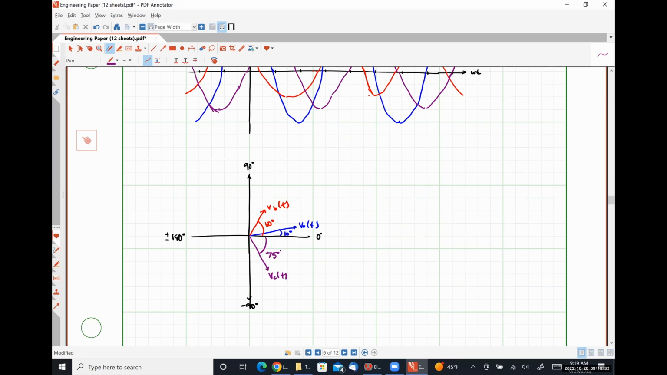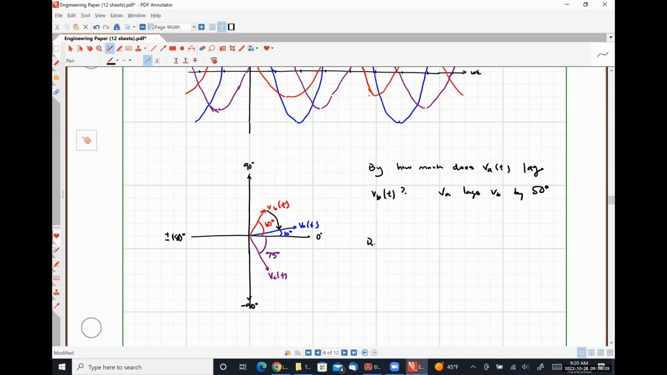So this is a phase diagram, okay? We can do our leading and lagging comparisons here as well. So effectively, if I wanted to know by how much VA lags VB, I would start by measuring from VB, and I'll measure in a clockwise direction, okay? So the difference between these angles is 50 degrees. So we could say that VA lags VB by 50 degrees.